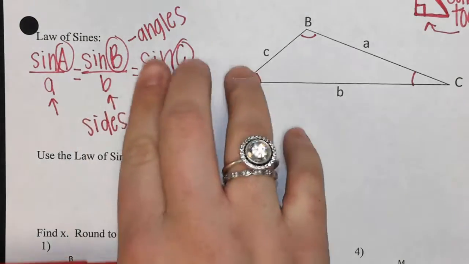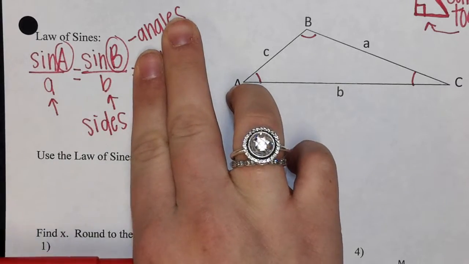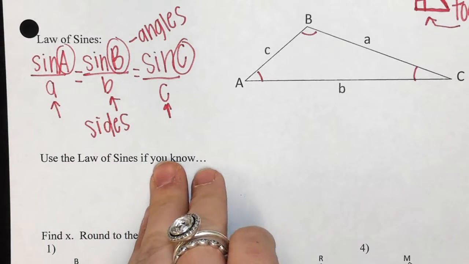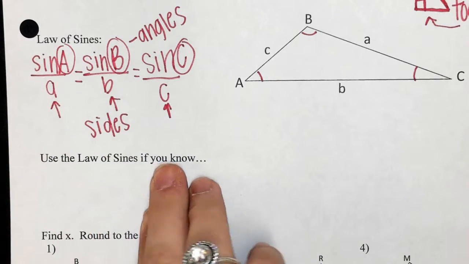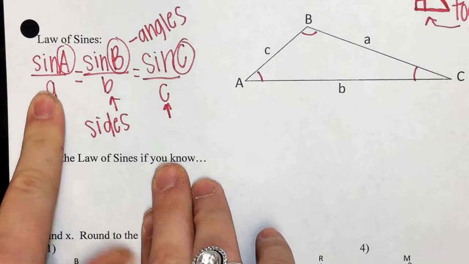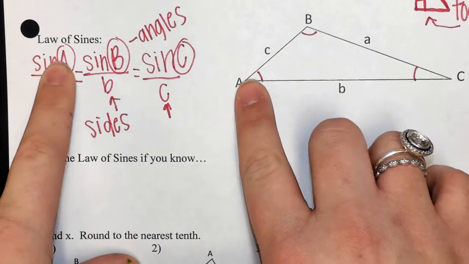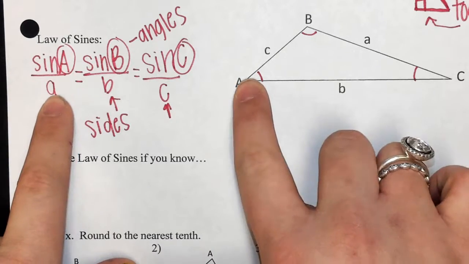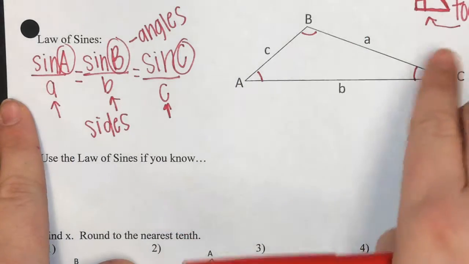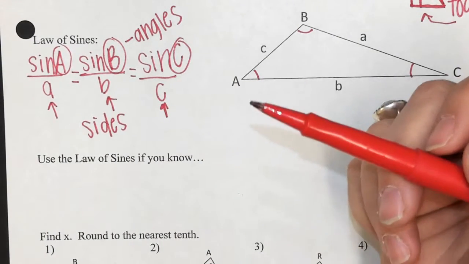This is like setting up a ratio. If you just had sine of A over A equals sine of B over B, you would cross multiply. So cross multiplying and setting up ratios is coming back into play. Now the most important thing is that you keep these over the same side that it goes with. So this angle, angle A, or sine of A, always goes on top of the side that it is opposite of. So A, B, or C. You do not have to memorize this formula. I will give it to you.